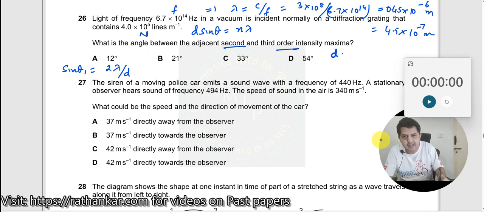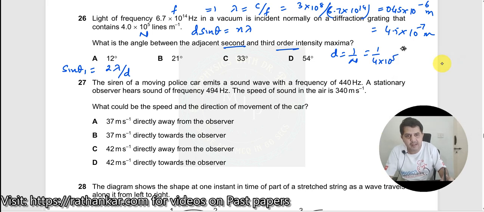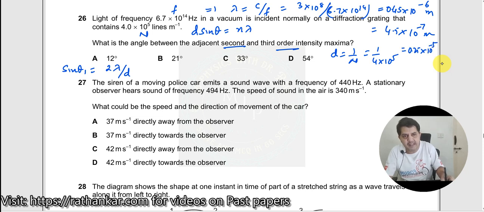So what is d? d is equal to 1/n. What is n here? It's given here, 1 divided by 4 × 10^5, which should now be equal to 0.25 × 10^-5. This is the value of d. So I got the value of d also. sin θ1, I get this value, and then sin θ2. sin θ2 is equal to what? This is third order, which should be 3λ divided by d.